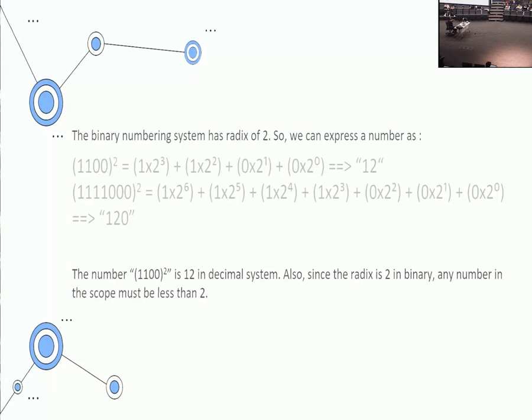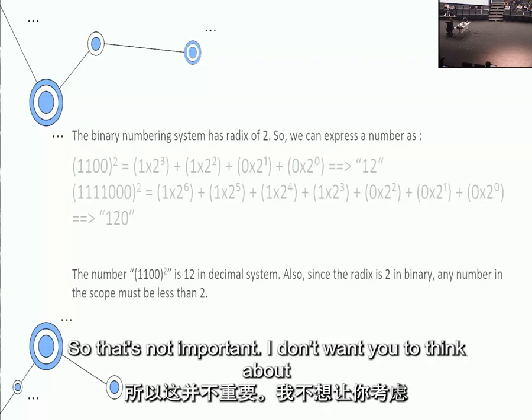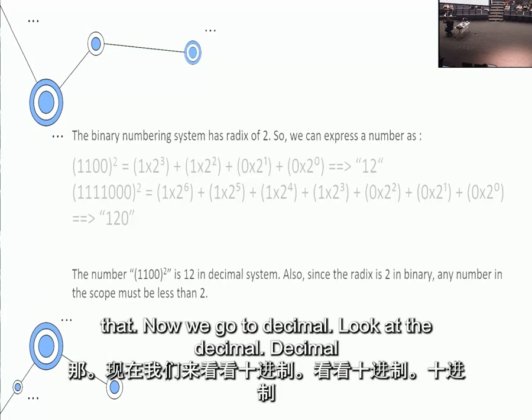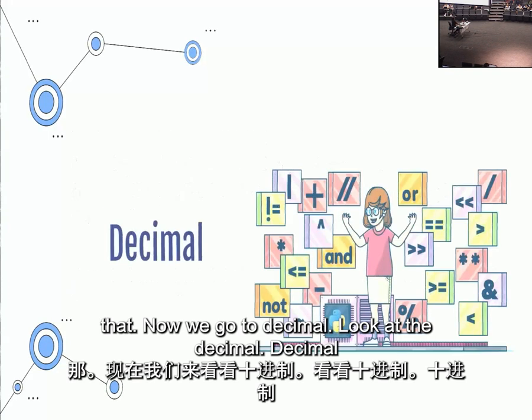If I want to change that, this number 12 is negative, so I'm going to have a 1, 0, 0, 0, 0, and then I continue with another 4 bits, 1, 1, 0, 0. So that's not important. I don't want you to think about that.